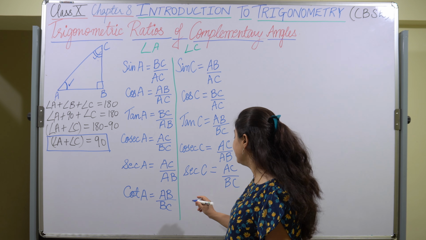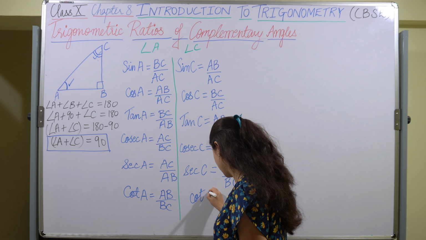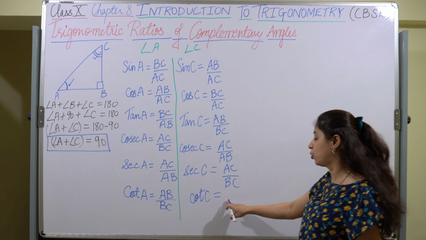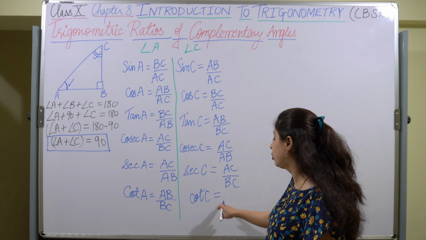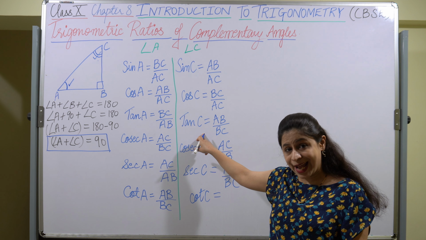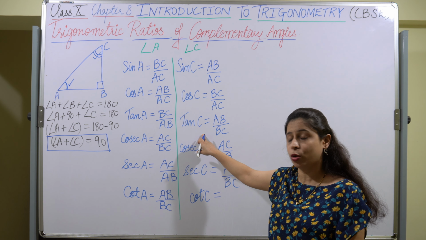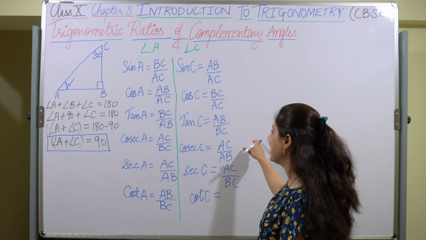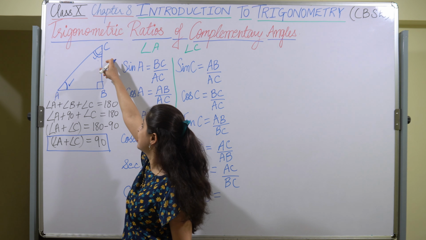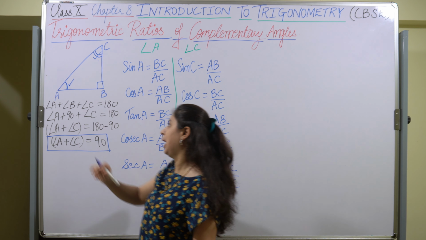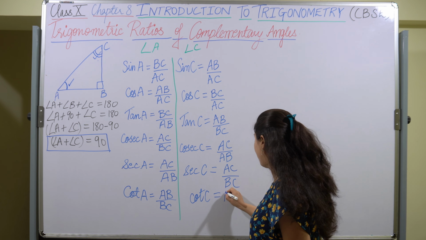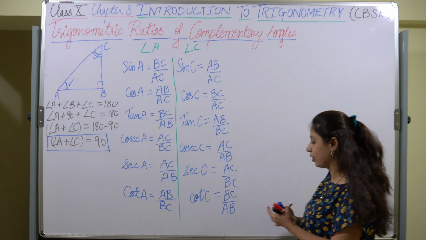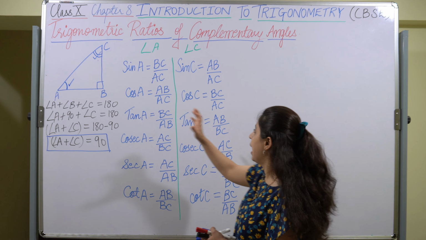Then comes cot C. Cot will be equal to reciprocal of tan C. So, it will be equal to base upon perpendicular. Base for C is BC and perpendicular is AB. So, it will be BC upon AB. So, we have seen for angle A and C.